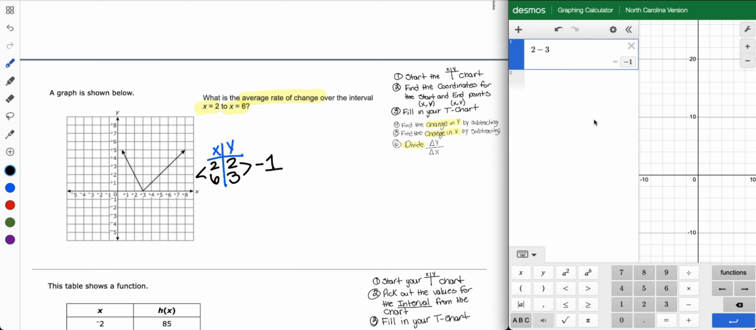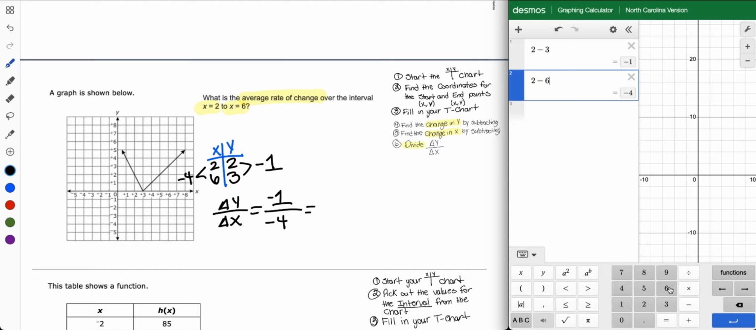And then the other change was 2 minus 6. And that gave me negative 4. Now we got to set up for division. When we divide, it's our change in y, so our y side over our change in x, which is our x side. So that'll be negative 1 divided by negative 4.